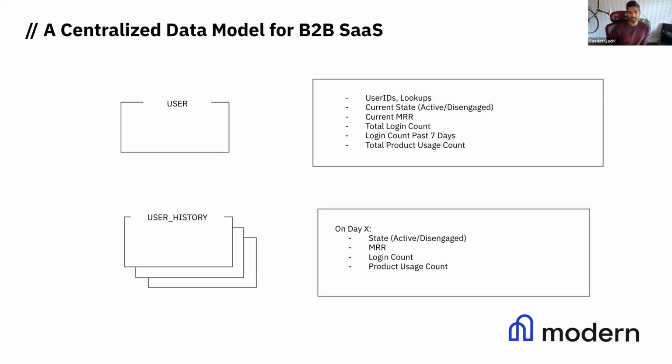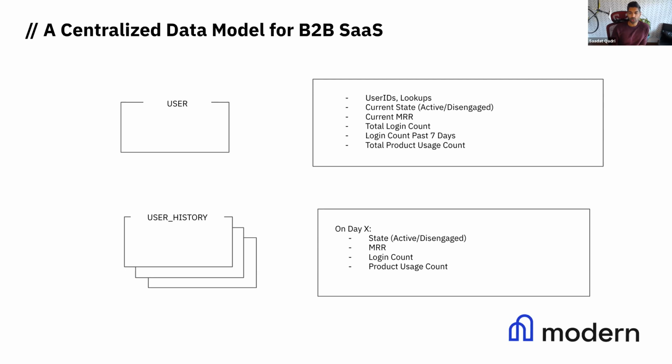So just as an example, what goes into this user table? It's things like the lookups to all the different companion systems. So if you've got Salesforce in place, this user table would have a reference to their contact ID or their lead ID. It would bring in facts like the current state of the user. So are they active, are they disengaged, potentially even paying? It would have the current MRR on that account.